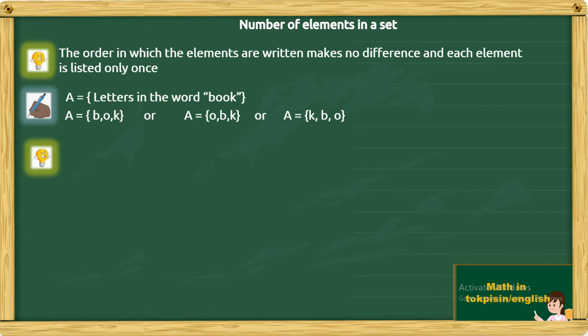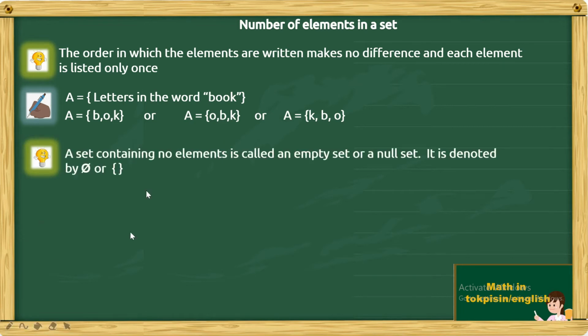Another important point: a set containing no elements is called an empty set or a null set. You can denote it with this symbol or this symbol: open curly braces, close curly braces.